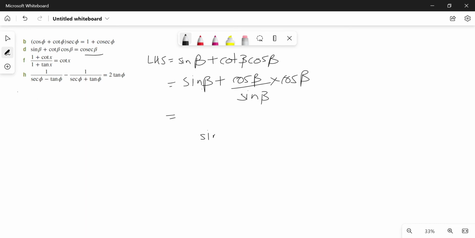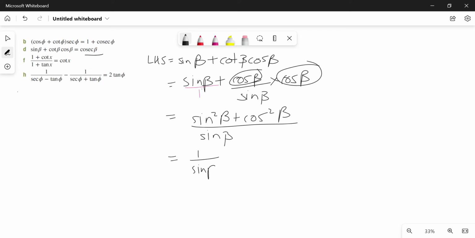And now I'll put a common denominator of sine beta. So remember, this denominator here is just a 1. So if I times the bottom by sine beta, I times the top by sine beta. So I've got sine squared beta. And then if I put these two together, cos times cos, that's cos squared beta. And we know that sine squared plus cos squared of the same angle equals 1. So that's 1 on sine beta, and that's just the reciprocal. So 1 on sine beta is the same as cosec beta. And that is the right-hand side.